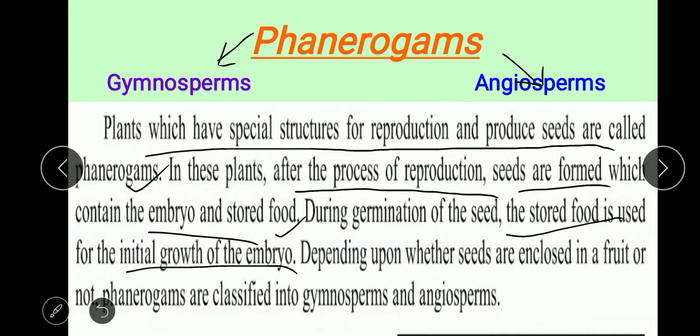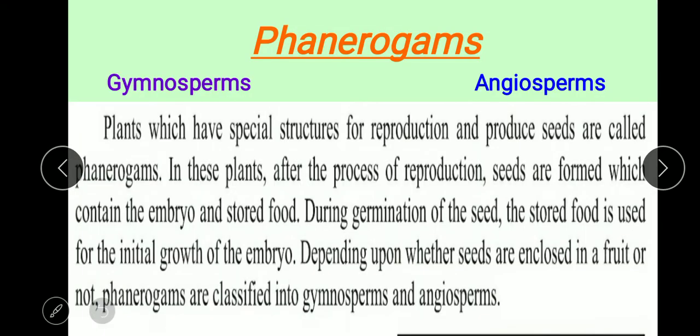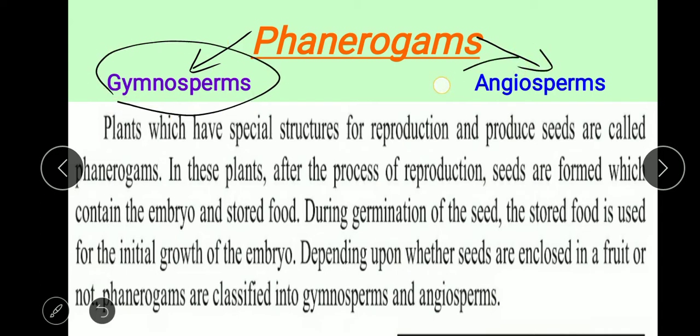Students, depending upon whether seeds are enclosed in fruit or not, phanerogams are classified into gymnosperm and angiosperm. Gymno means naked. This division is based on whether the seeds are enclosed or naked. If the seeds are naked, we call them gymnosperm. If the seeds are covered, angio means covered, we call it angiosperm.